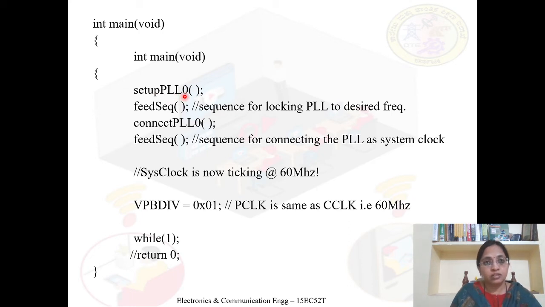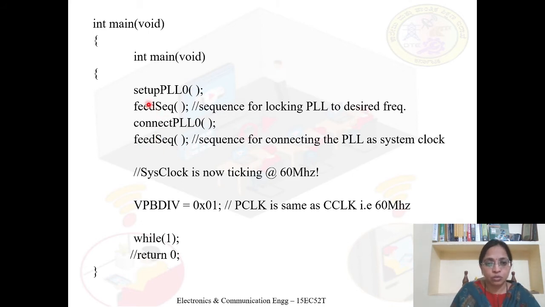Inside this main function, recall the steps for programming the PLL. What are the steps? First we have to set up the PLL, then feed the sequence, then connect the PLL, and then once again feed the sequence. In the same way, in this program the functions are called. First the setup PLL function is called, then the feed sequence function, then the connect PLL function, and after that the feed sequence function is called again.